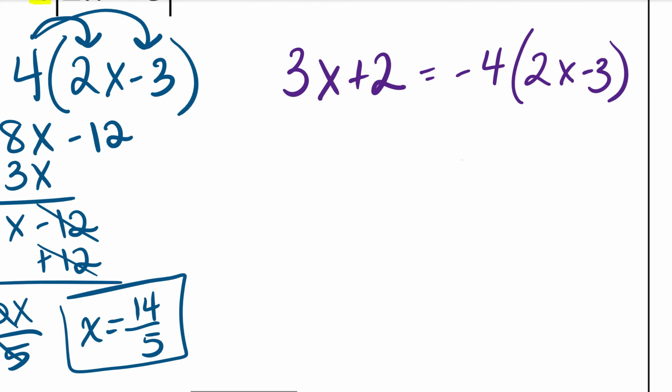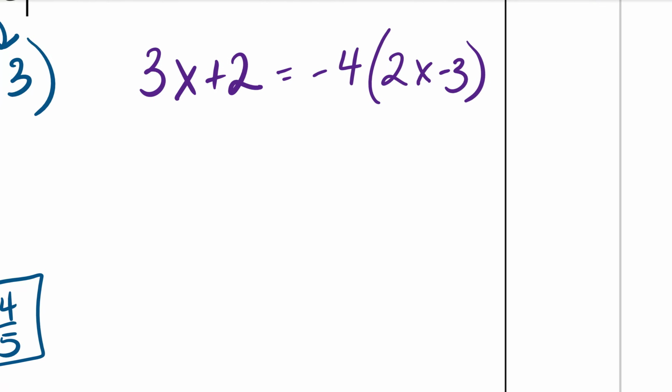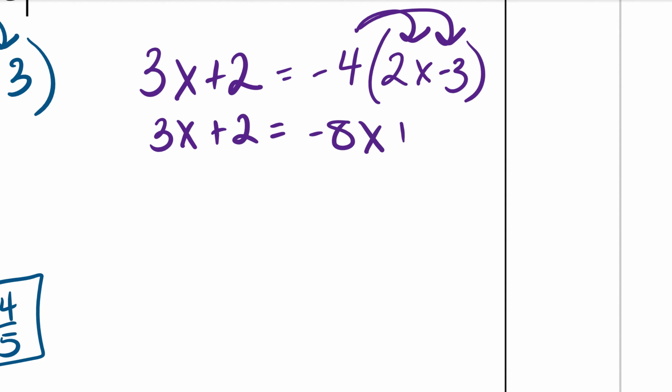Okay, now we go over to the left side. Same thing. Distribute, only this time the 4 in the front is negative. That's the only difference. So I got negative 8x plus 12. Now, the negative 8 is smaller, so I'm going to move that one.